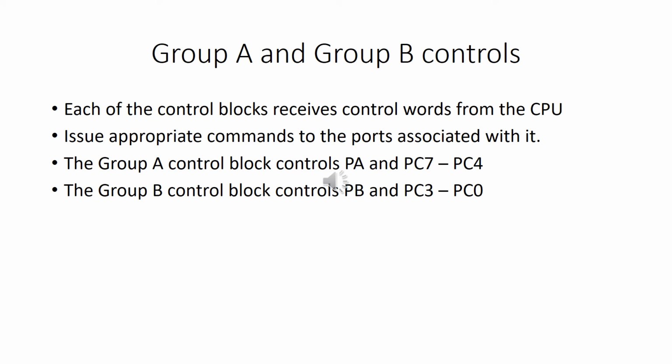Now let us see group A, B controls. Each of the control blocks receives control words from the CPU, as we have already seen. So they issue appropriate commands to the ports associated with it. Group A control block controls PA and PC4 to PC7, that is upper port C, and group B controls PB, that is port B, and lower port C, that is PC0 to PC3.